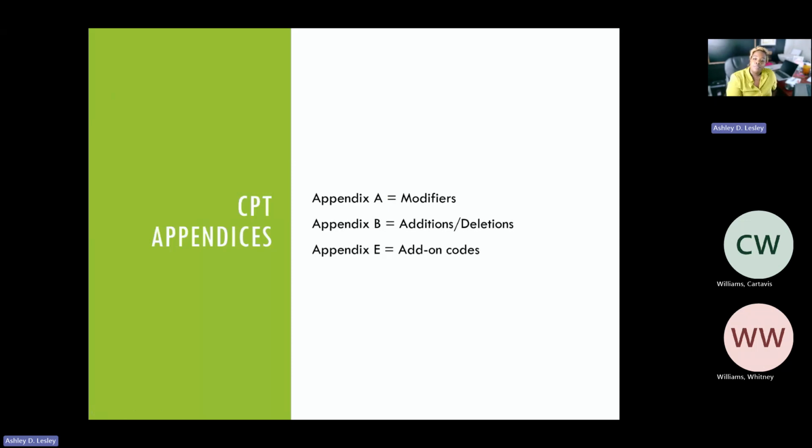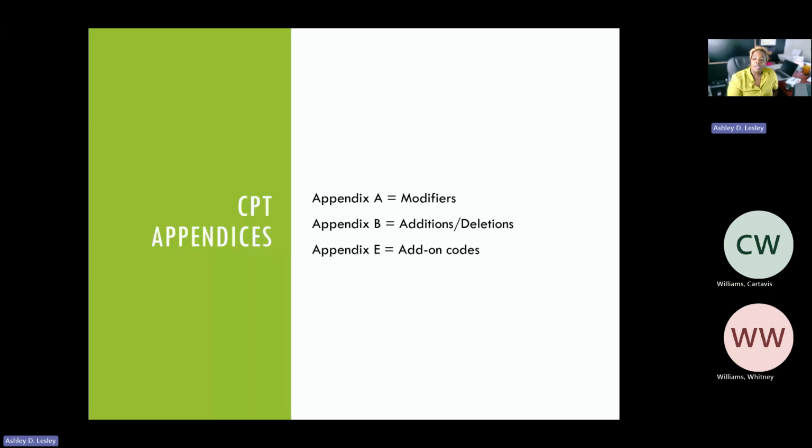You also have appendices in your CPT book. These are at the back of the book. And your appendix has all the modifiers. So when you first open your CPT book, there is some in the front cover, but that is not all of them. They're just a brief list of the ones that are commonly used. But in Appendix A is all of the modifiers. And I promise you, there's a modifier for everything. So just remember, Appendix A has your modifiers.